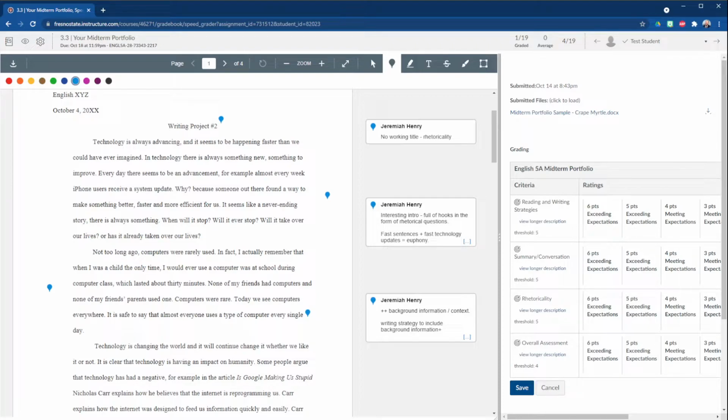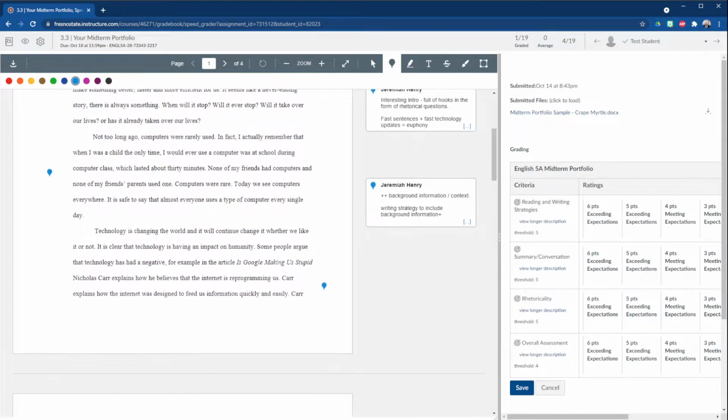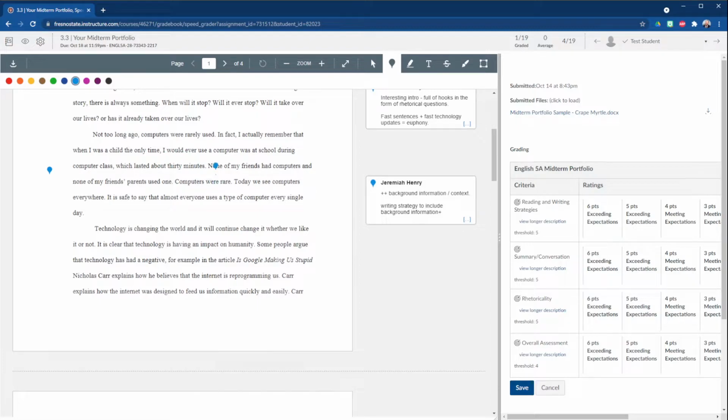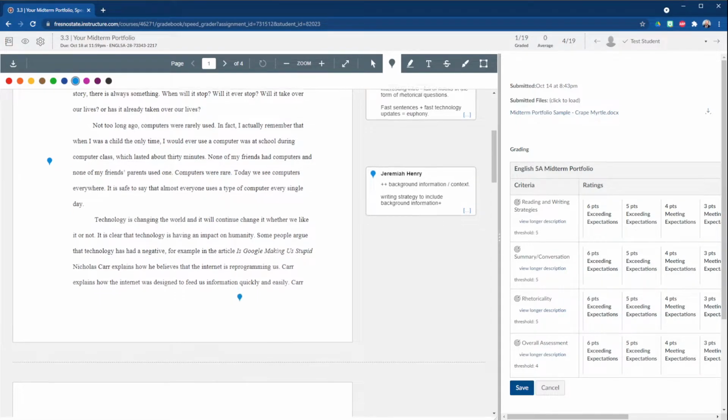One sentence could be working well both in terms of reading and writing strategies and summary conversation, as in this example. Okay. Overall, meeting expectations so far. That's kind of what I'm feeling.